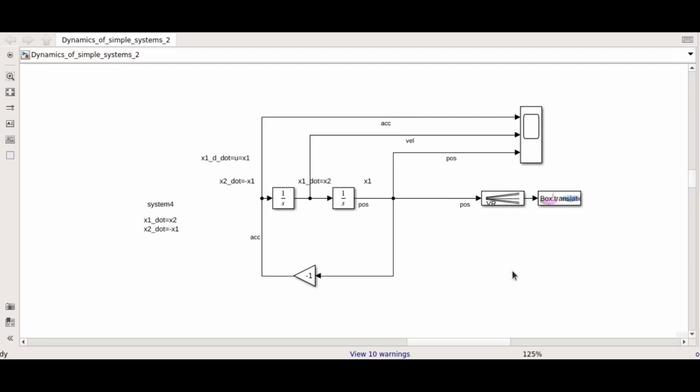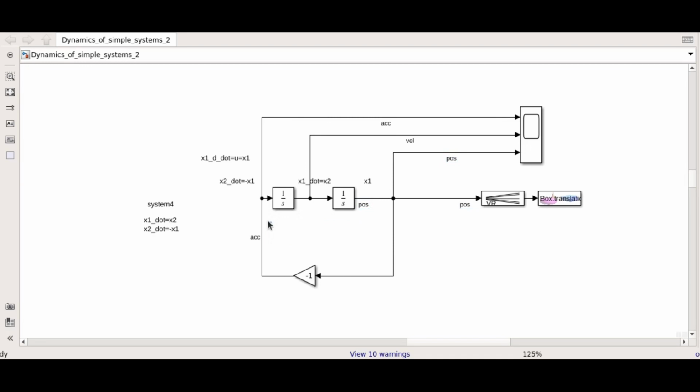Let us check our Simulink model. Let us call this system System 4. Here x1 dot equal to x2 and x2 dot equal to minus x1. You can see in the Simulink model the same has been implemented.